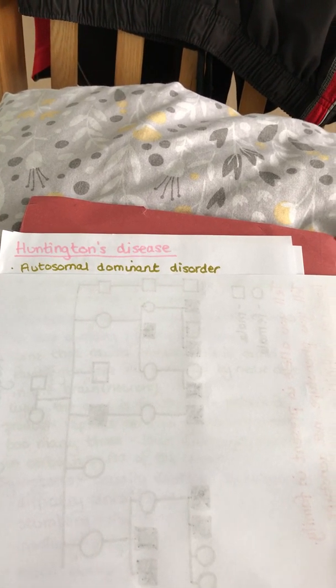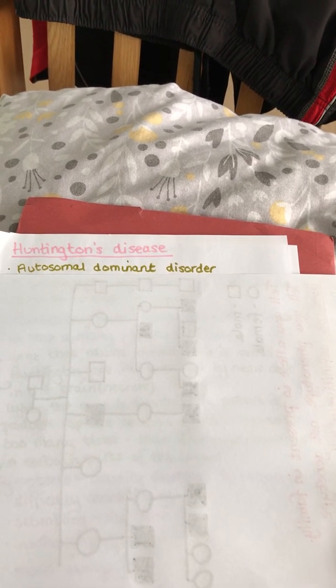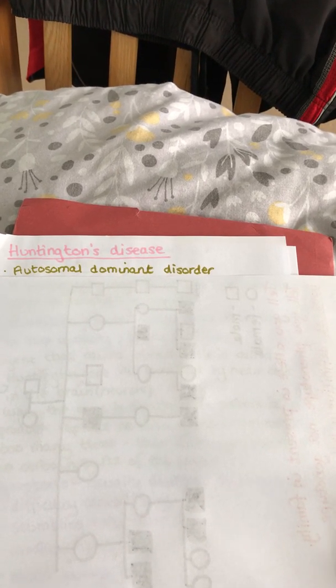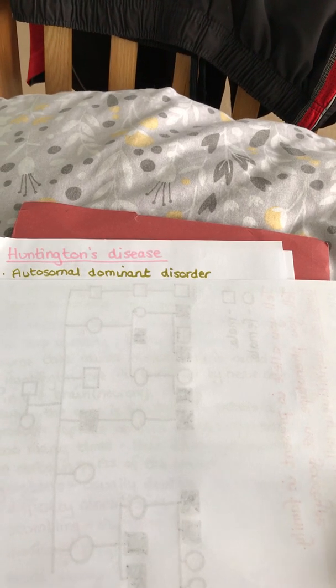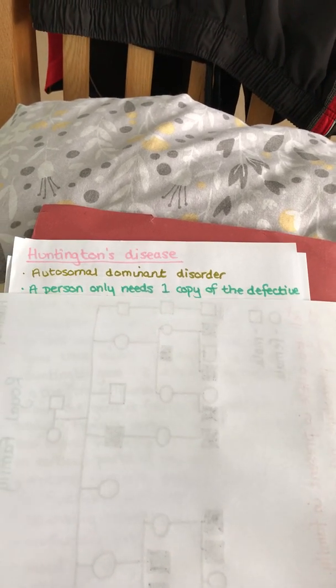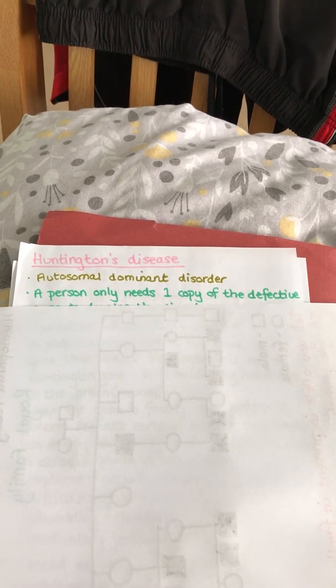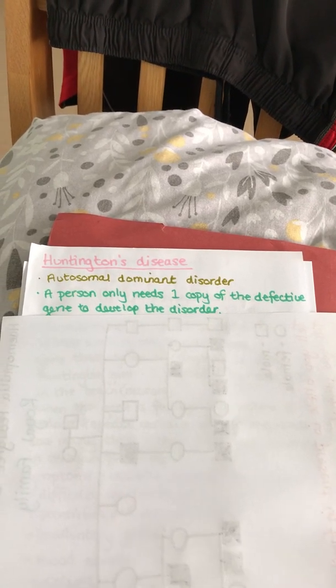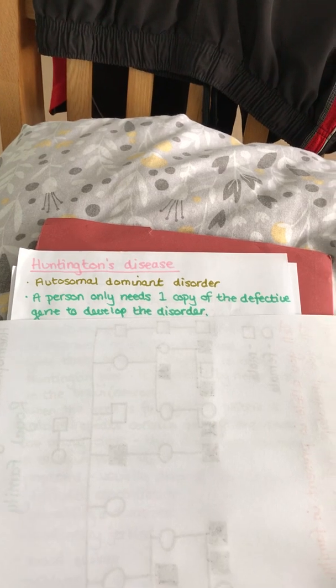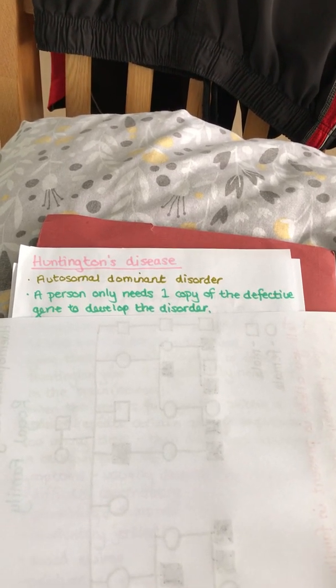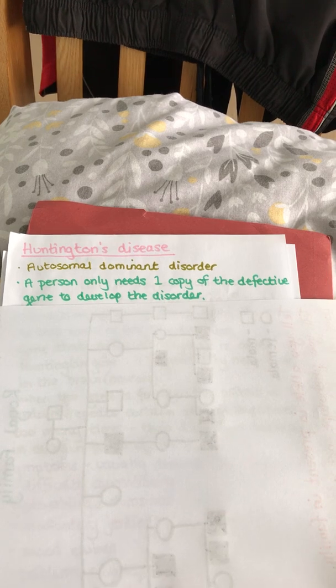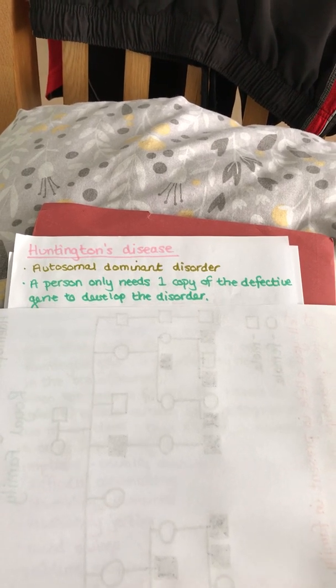So if you remember back to capital C, little c. If you have capital C, you would have Huntington's disease. You would be homozygous dominant, or if you had capital C, little c, you'd be heterozygous, and because you had that capital in there, you would still have the disorder. So a person only needs one copy of the defective gene to develop the disorder. Even if your other copy of your chromosome has a non-mutant form, you would still have the disorder.